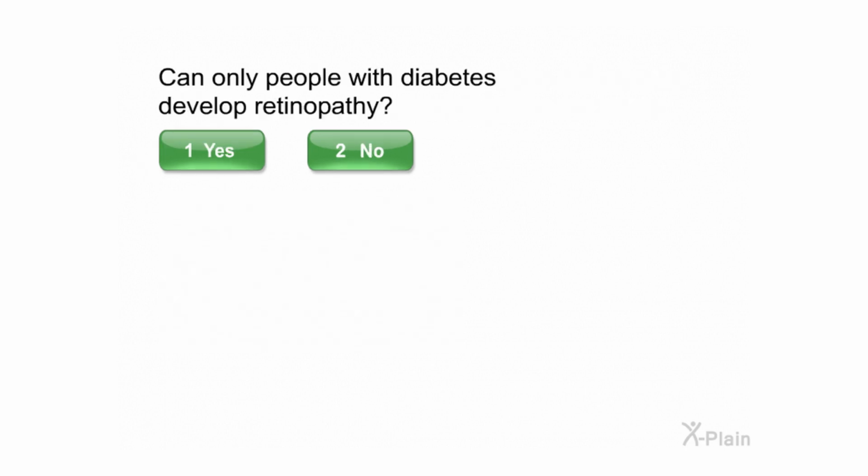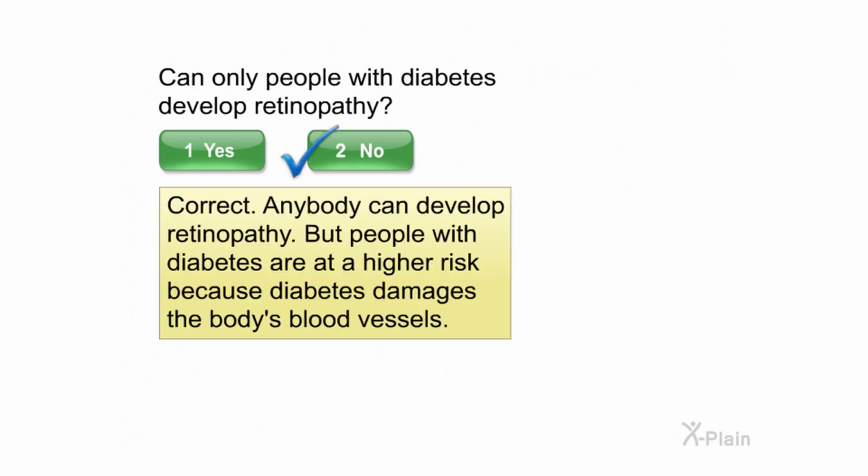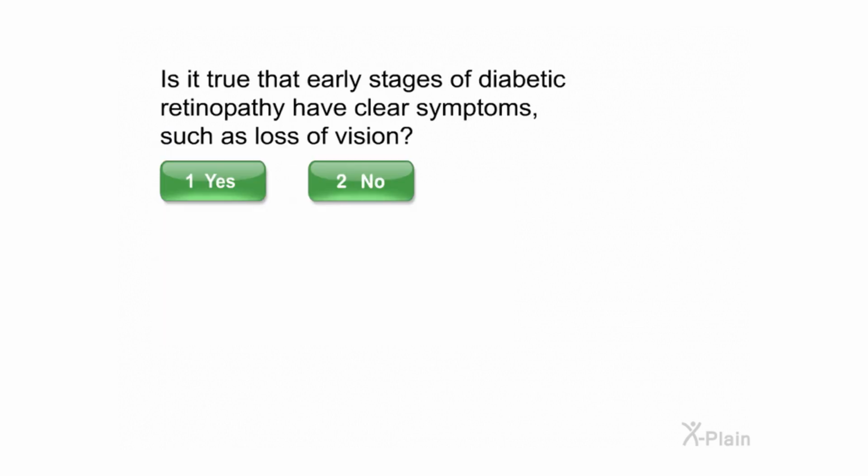Can only people with diabetes develop retinopathy? Select yes or no. Correct. Anybody can develop retinopathy, but people with diabetes are at a higher risk because diabetes damages the body's blood vessels.